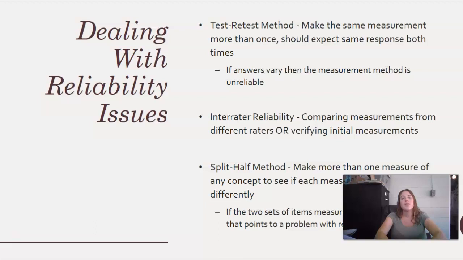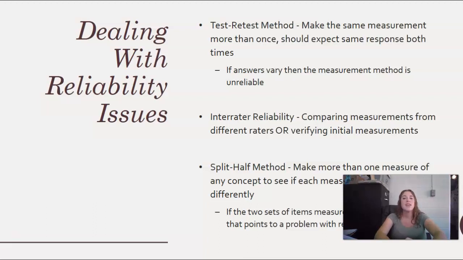The third way to deal with reliability is called the split half method. So typically when we're making our surveys and things like that, we have more than one measure of any concept. So for example, if we're asking about people's self-control, we have multiple questions that get at that concept of self-control.